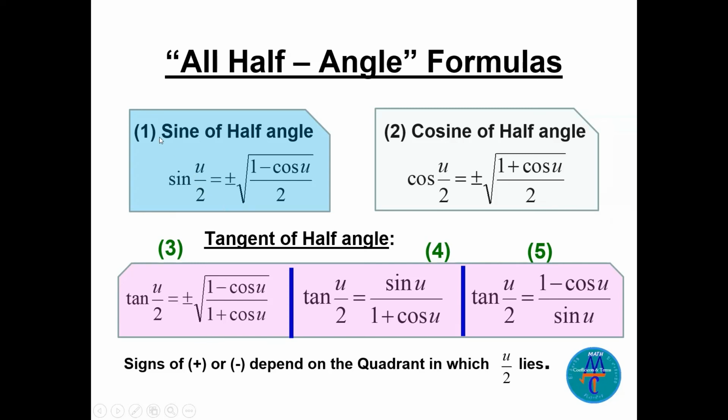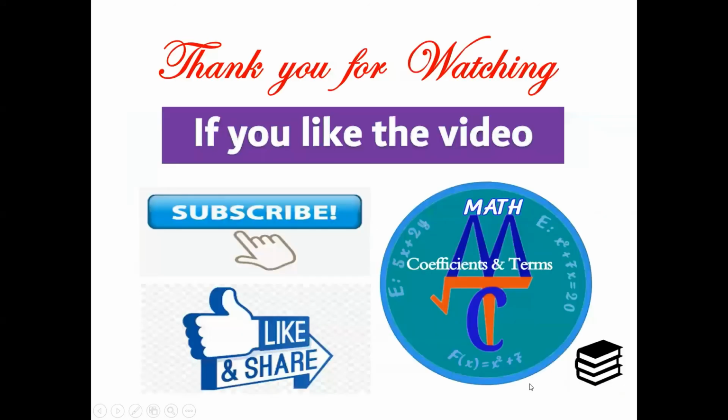So here you check the first one in the sine half angle. Plus or minus, where is u over 2? Not u. Same thing for cosine u over 2. Same thing for tan u over 2. So you check where u over 2 is, in which quadrant, then you choose the plus or minus. If you use number 4, tan u over 2 will be only sine of u divided by 1 plus cosine of u. There is no need for any pluses or minuses in 4 and 5.